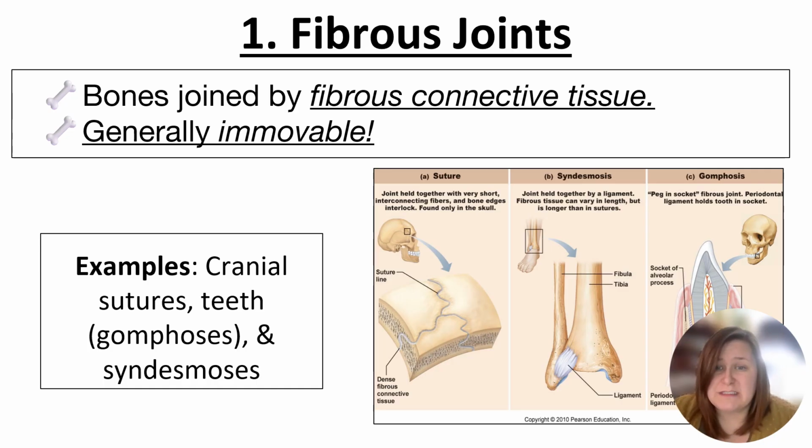We can also have syndesmosis. Syndesmosis joints are going to be held together by a ligament. The fibrous tissue can vary in length, but is going to be a little bit longer than the sutures. We see this between the tibia and the fibula. And then we can also have gomphosis. These are going to be like a peg and socket type joint. So this is going to be like how our teeth are held in.